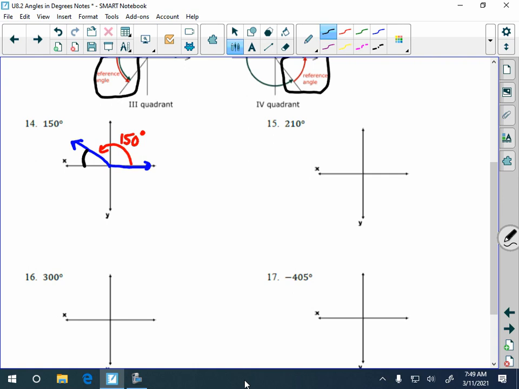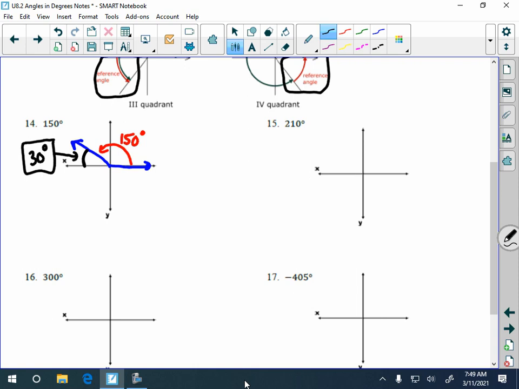So we want to know how much more do we have to go to get to the x-axis. So if we're already at 150 and we know the x-axis to get all the way over is 180 degrees, then we would need to go 30 degrees more. So the reference angle to 150 degrees would be 30 degrees.